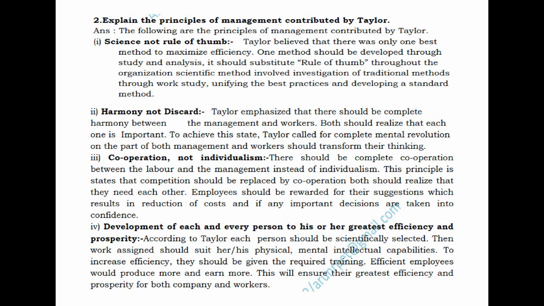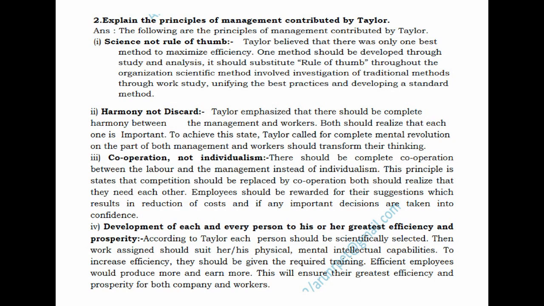So what you do is, you write all the points first. First write all the 4 points, like science, not rule of thumb, harmony, not discord, cooperation, not individualism, development of each and every person to his greatest efficiency and prosperity. First you note down all the points. Write the 4 points on one side, one after the other. After that, write the point again, then you start explaining.